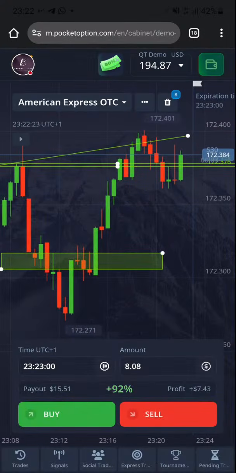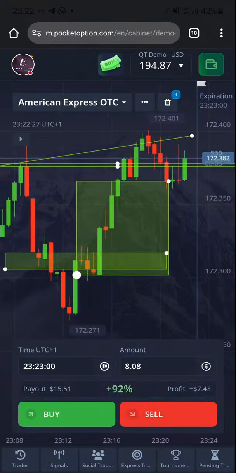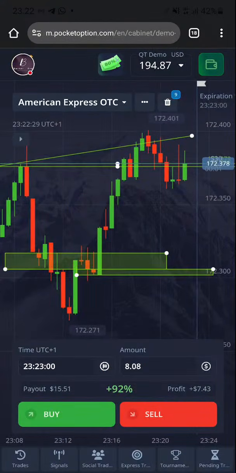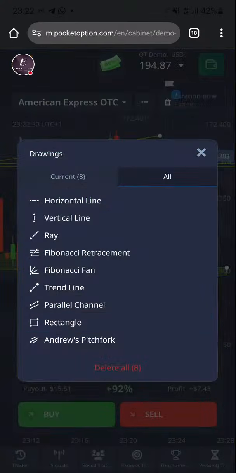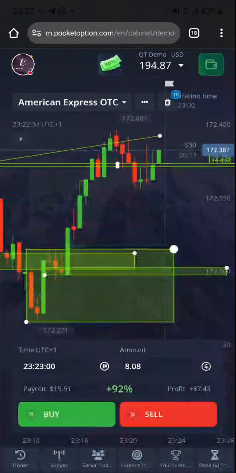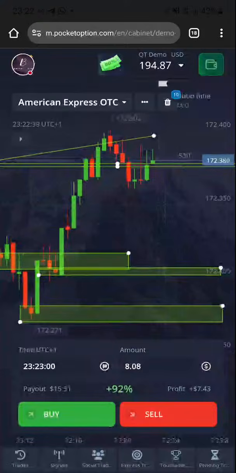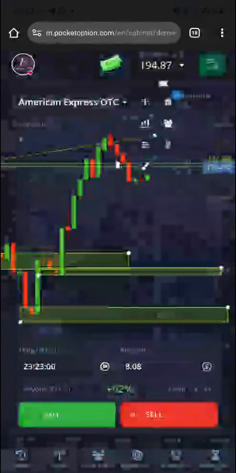So what we can do now is go to lower time frame and find the entries. There's one entry here. We'll take an entry here. Then we'll go to lower time frame again. We have another entry down here. So this is going to be our S30 entry. If price comes here, we take a rejection trade to the upside.